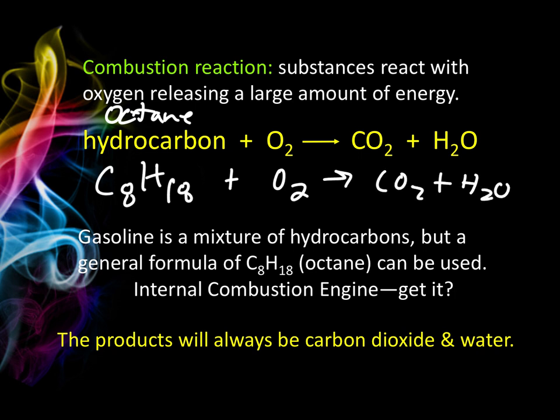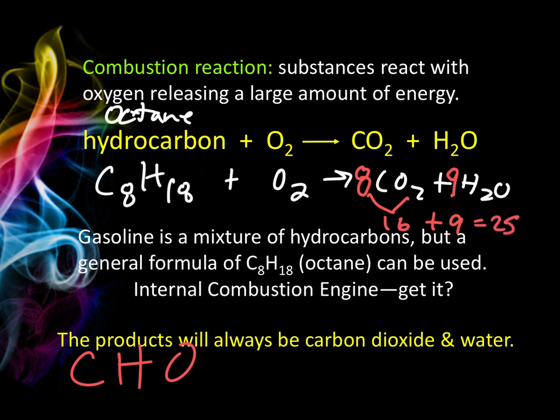All right, so now we have to show it. So I got to go ahead and come over here, and I would put an 8. Okay. Now at this point, I have 8. Now I'm going to do my hydrogen. I would put a 9. So now I got to check. That is 16 plus 9. That equals 25. You say, oh, crap, that's not going to work because that's an odd number. I can't divide that by 2.